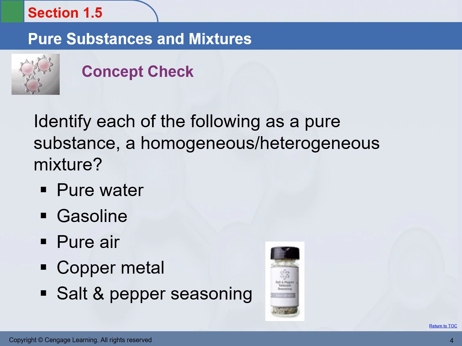Copper metal is a pure substance. That is easy. Salt and pepper seasoning. Well, salt and pepper is a mixture. You look at the sample, you can see there are black pepper or white pepper and there are salt particles. So it is a heterogeneous mixture.